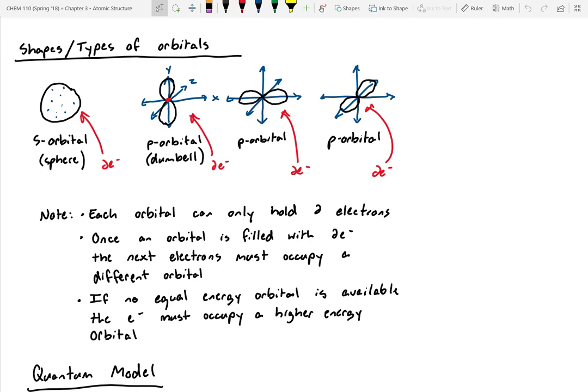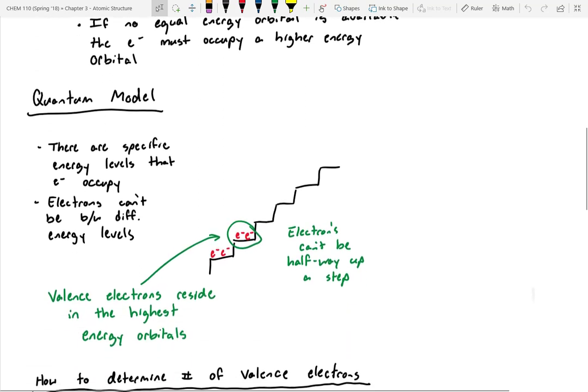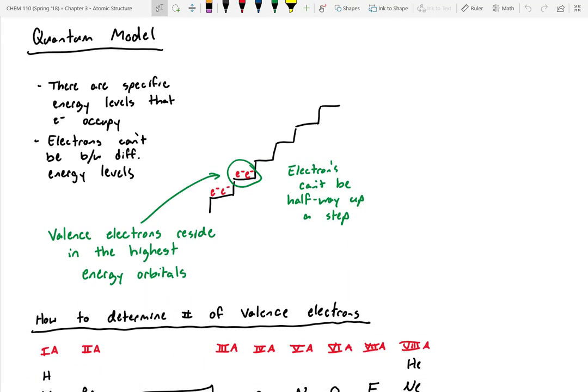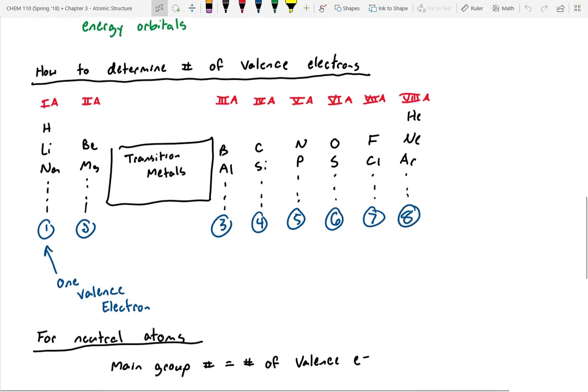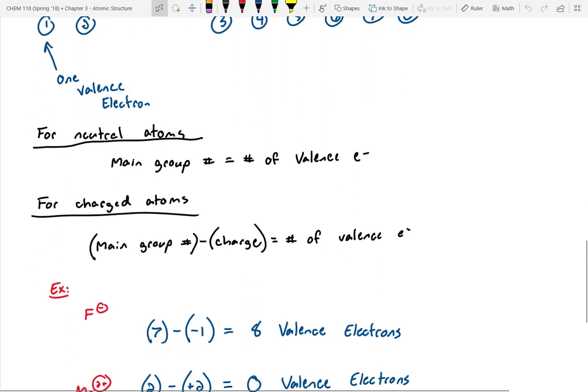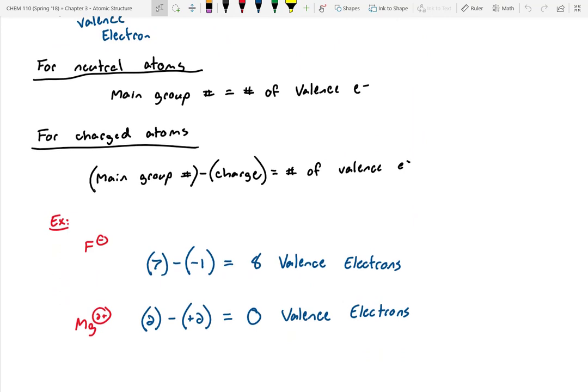So some electrons reside in s orbitals, some reside in p, and you can only fit 2 electrons in each orbital. And then we went along and talked about the quantum model, basically saying that you can only fit 2 electrons into each orbital. If you're running out of orbitals in that same energy level, you have to go up to a higher energy orbital. You can't be in between. And then the trick for determining valence electrons. And then we finished up talking about charged atoms.